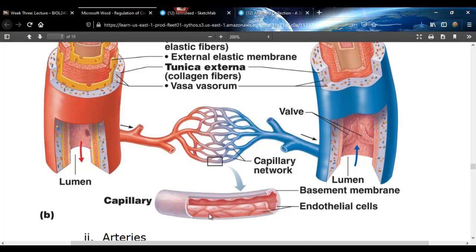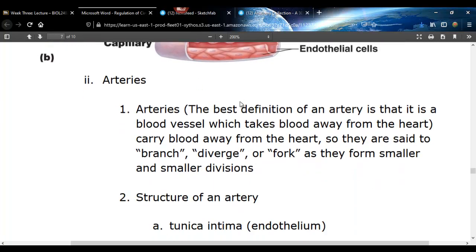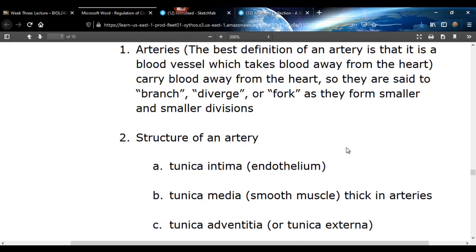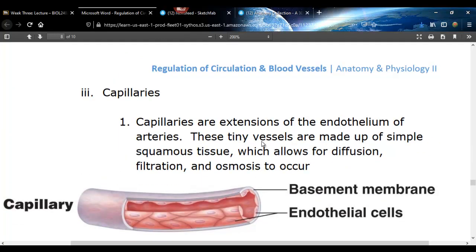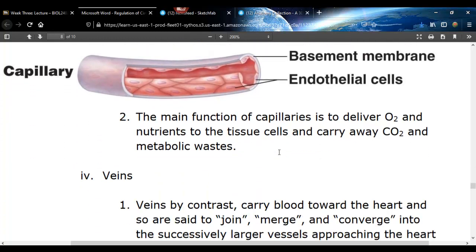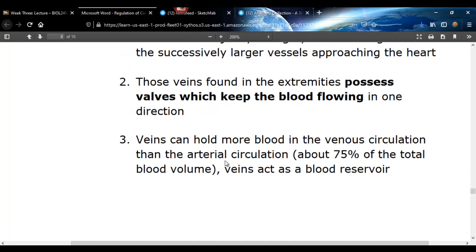The thinnest vessel allows gas exchange. It's all endothelium, simple squamous epithelium. But a couple of things about arteries. The best definition of an artery is that it takes blood away from the heart. There are the layers that I went over with you. Capillaries are where the gas exchange takes place, oxygen and carbon dioxide. And then veins. Veins in the extremities have valves to keep blood flowing in one direction. They can hold more blood. They're bigger, but they have thinner walls. And the pressure inside a vein is almost nothing.